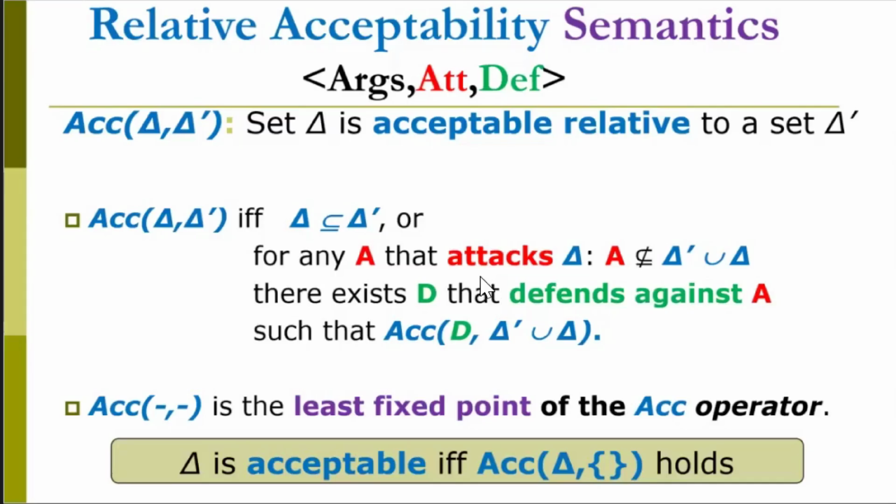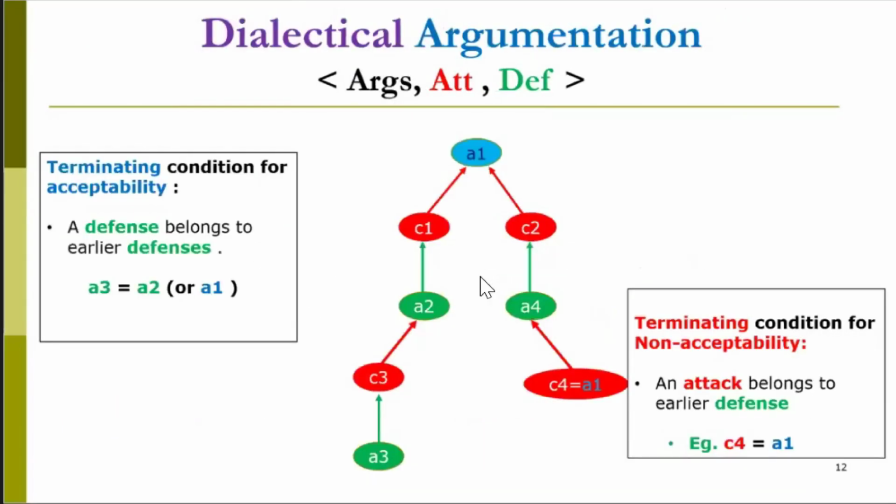Schematically, this is what you do in this fixed point. If you end up where you have an attack that is equal to some defense, you can't show it, it won't be in the fixed point. You need to generate defenses that have new attacks, and if you generate such a branch where all the defenses belong to each other on top, then you're acceptable.